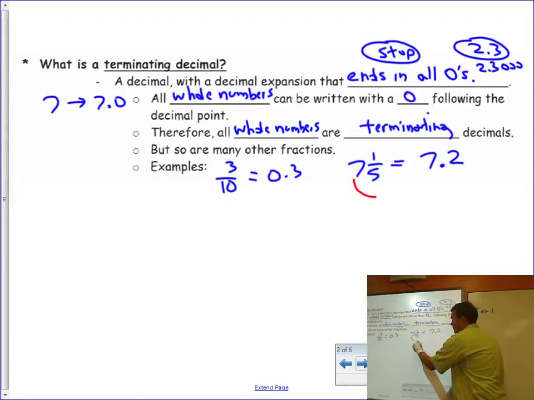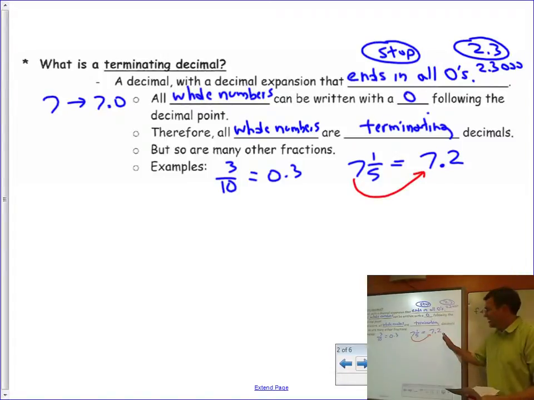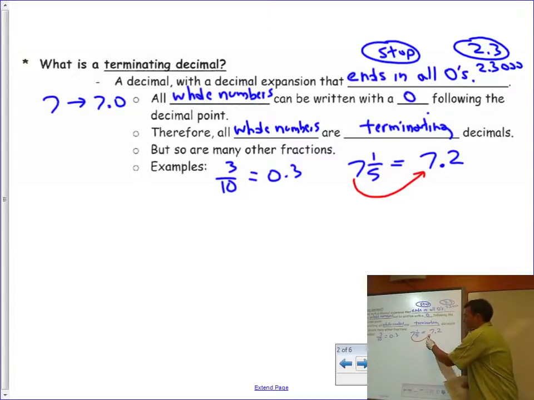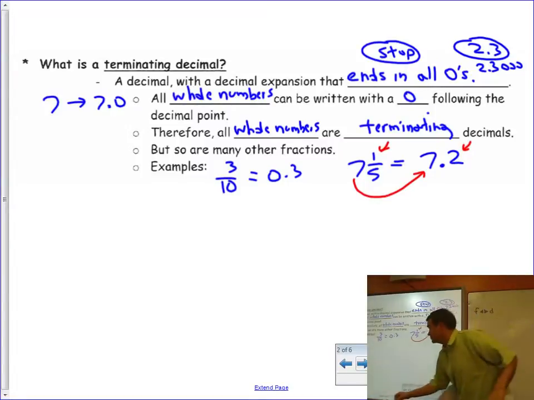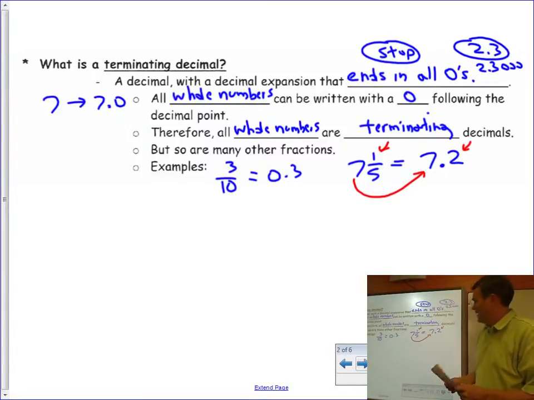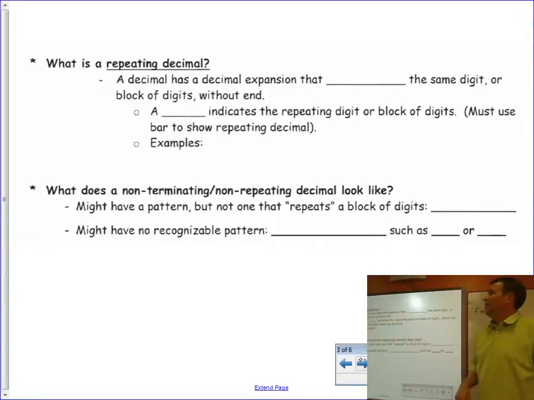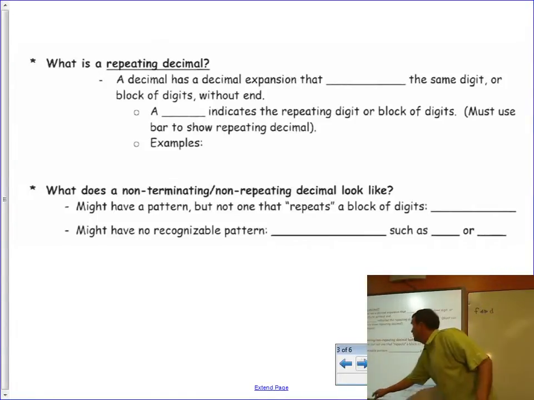Notice that the whole number part, the 7, comes on the left of the decimal, and the 1/5 comes on the right of the decimal. The fraction comes after the decimal. The whole number comes before the decimal. All right, so those are terminating decimals. Let's move on. What are repeating decimals?